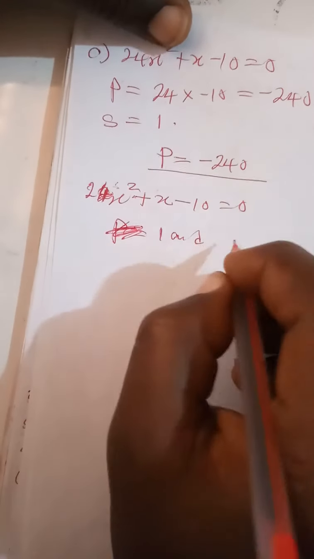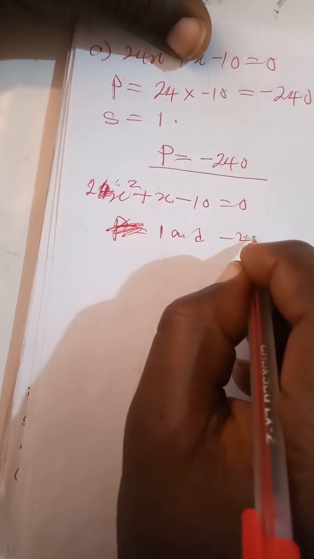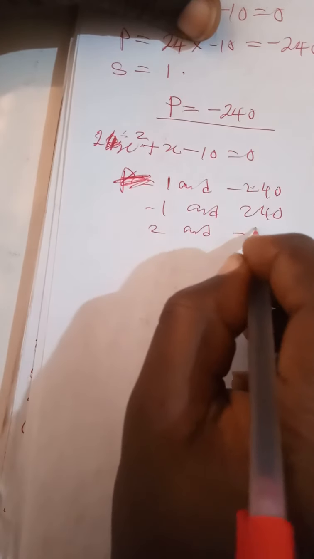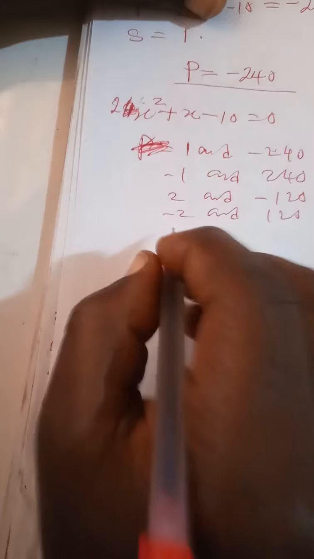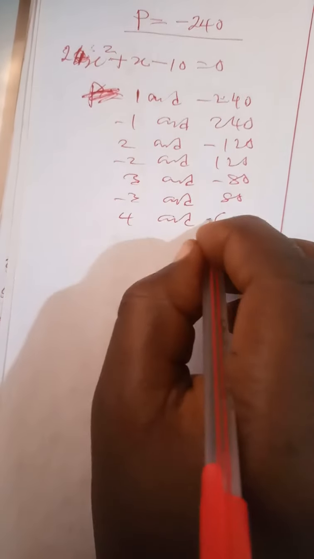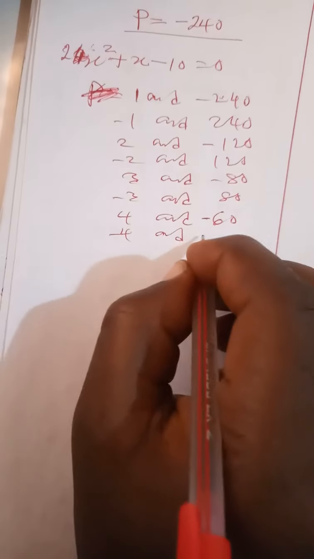1 and minus 240. Minus 1 and 240. I'll use 2 again. 2 and minus 120, or minus 2 and 120. Then I'll use 3. 3 can go in 240 80 times. 3 and minus 80, or minus 3 and 80. Next, 4. 4 can go in this 60 times, 4 and minus 60, or minus 4 and 60.